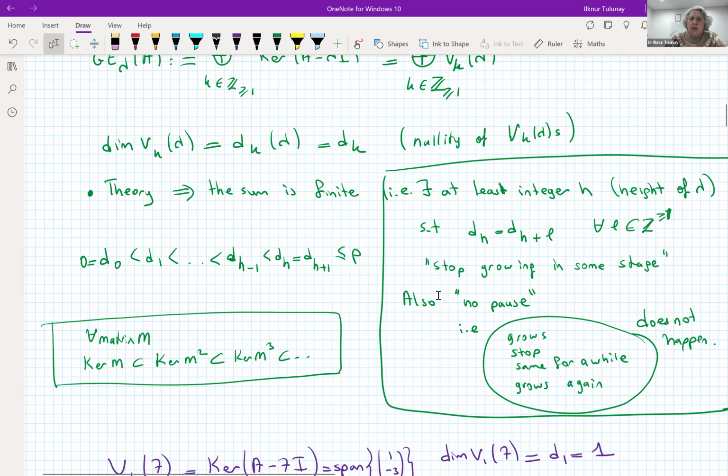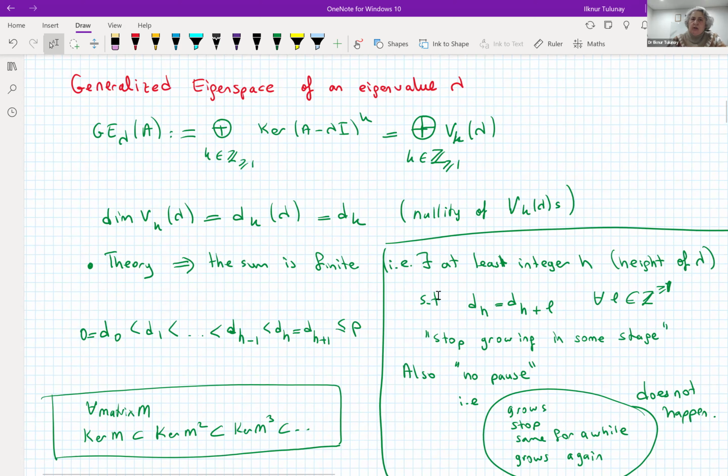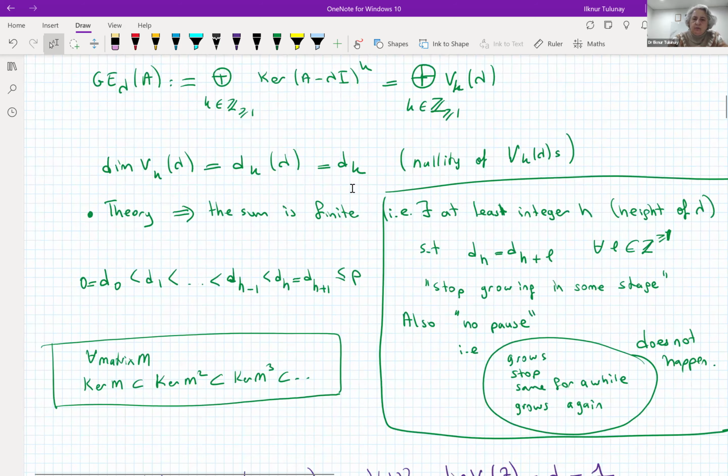So this is the general information that I would like to give about generalized eigenspaces, because the next thing we would like to practice is to find the generalized eigenspace for A. And for us, we have only one eigenvalue for this small example.